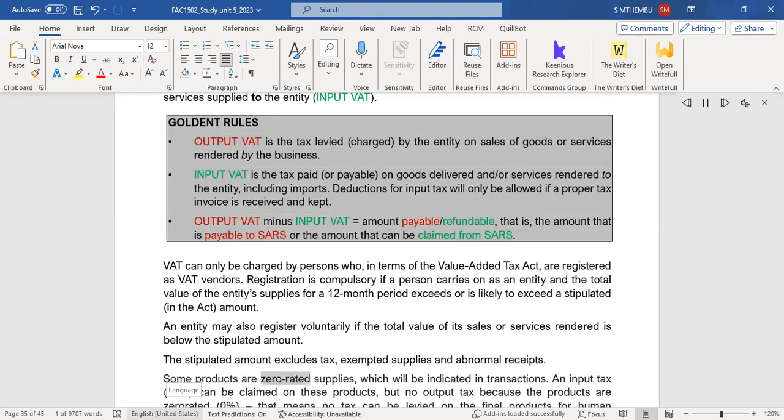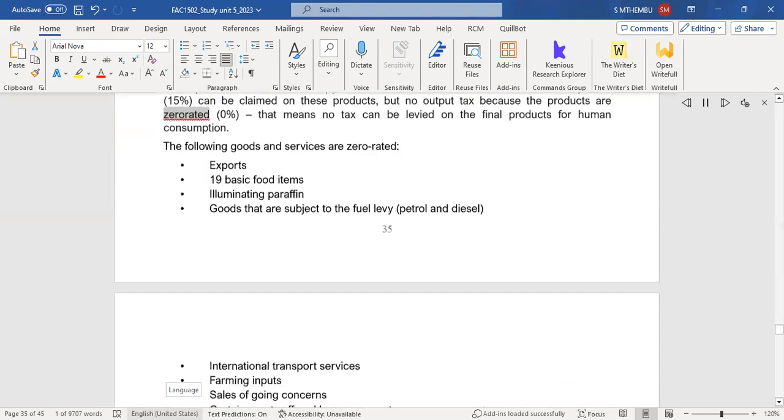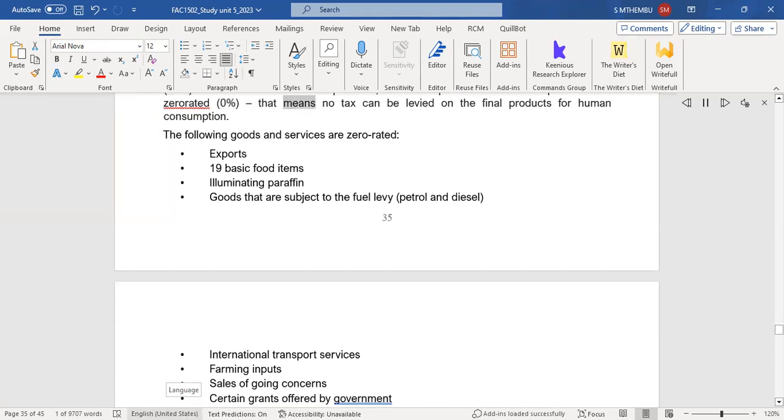Some products are zero-rated supplies, which will be indicated in transactions. An input tax, 15%, can be claimed on these products, but no output tax because the products are zero-rated, 0%, that means no tax can be levied on the final products for human consumption. The following goods and services are zero-rated.